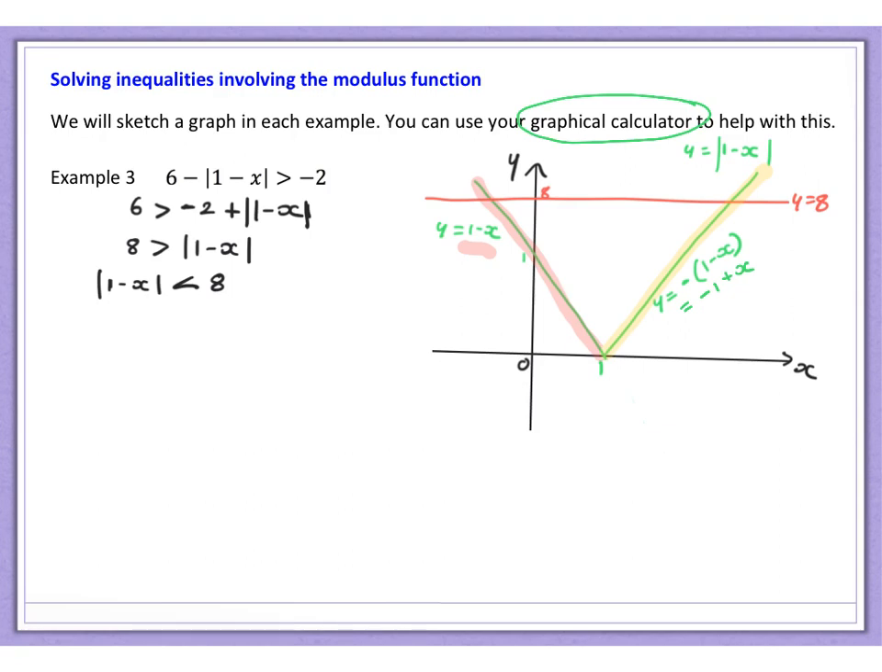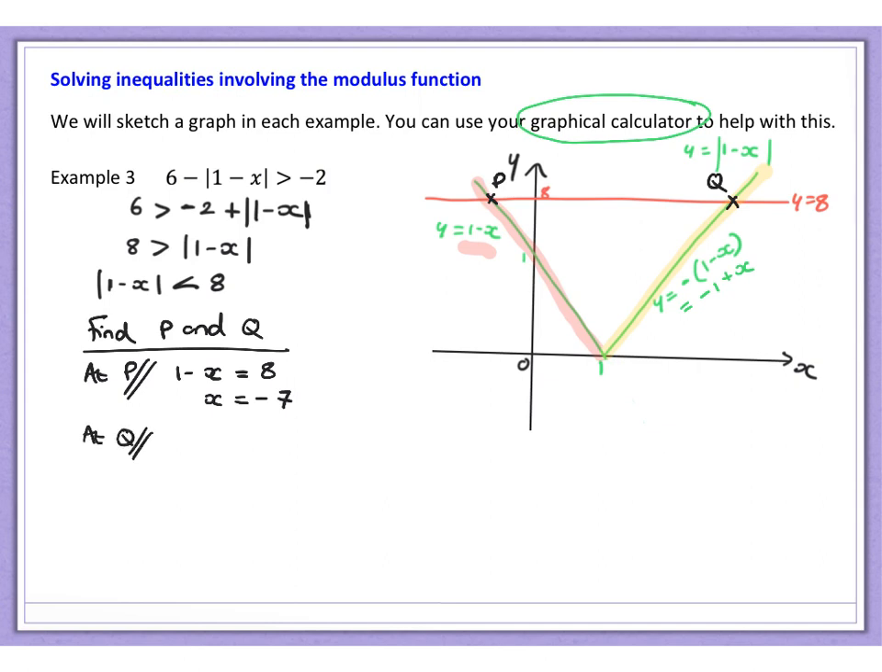So let's look at the 2 points of intersection again. There's one here, we'll call it P. There's one here, we'll call it Q. And we're going to find the x-coordinates of P and Q. So starting off with P this time, we know that we're solving 1 minus x is equal to 8. So that simply gives me x is equal to -7. And then at point Q, I'm solving -1 minus x equals 8, which simply gives me x equals 9.